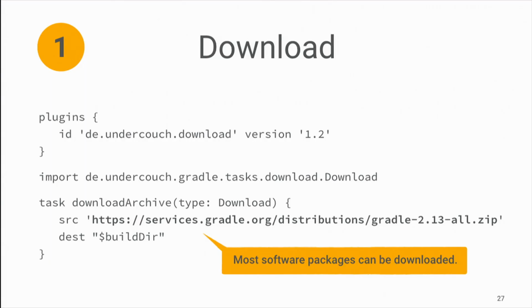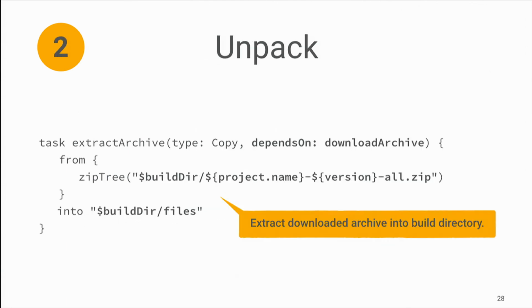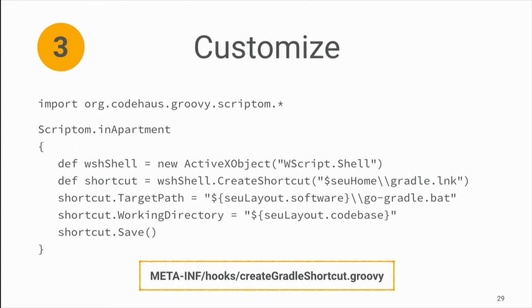We download the Gradle 2.13 all zip. We download that one. Easy. We unpack it, extract, we do a copy task, zip tree, we unpack it. Now, customization is very different from package to package. Sometimes you don't need customization at all. Sometimes you want to add some extra shell script. Sometimes you want to use Scriptom to create a nice Windows shortcut in the root directory of your SEU. So this is how you would do this here.